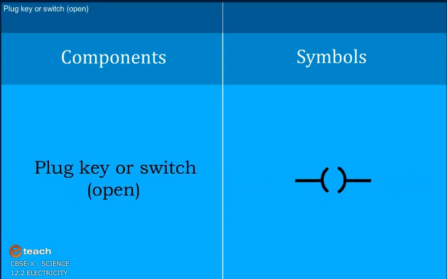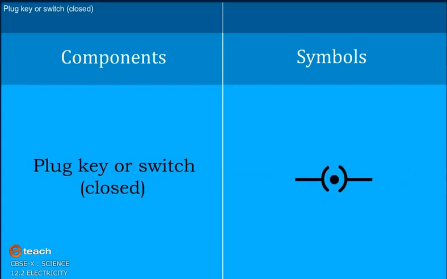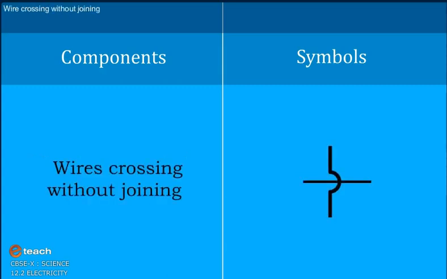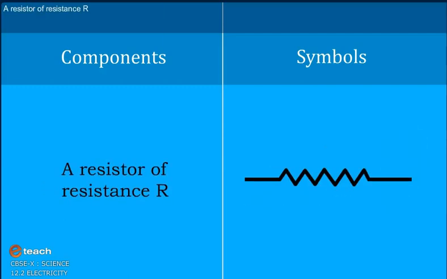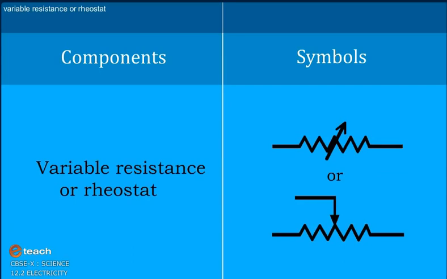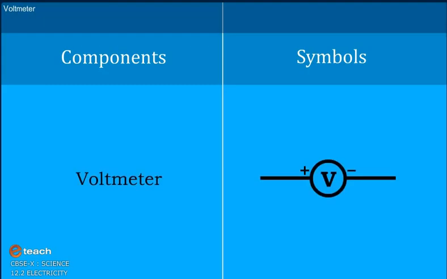Plug key or switch, open. Plug key or switch, closed. A wire joint. Wires crossing without joining. Electric bulb. A resistor of resistance, R. Variable resistance or rheostat. Ammeter, voltmeter.